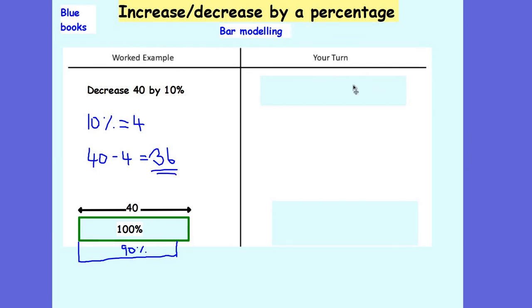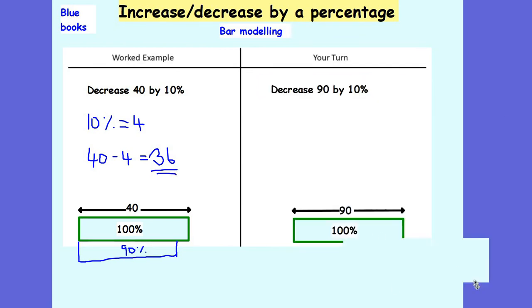Over to you. In your dark blue books, can you please have a go at this example for me, drawing the bar model? Pause the video for a minute and have a go.